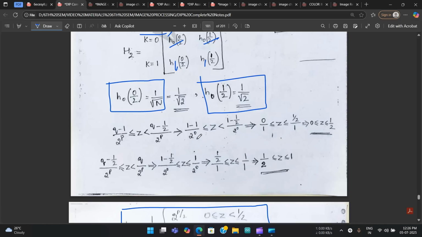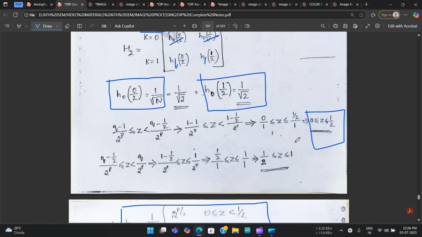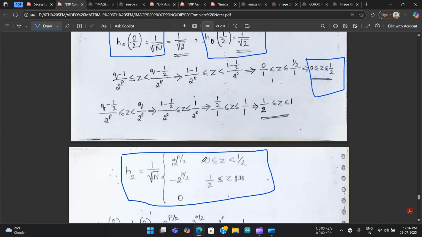So it would be 0 by 1, that is 0, and half divided by 1, that is, 2 to the power 0 is 1. So this is the range of z, that is z lies between 0 and 1 by 2. Okay, it is strictly less than 1 by 2, so this is not less than or equal to, it is less than. So this is for the first interval, that is, I have written it directly, that is z is between 0 and 1 by 2.